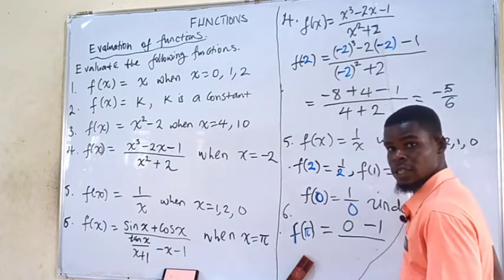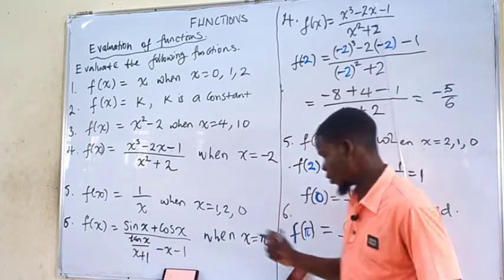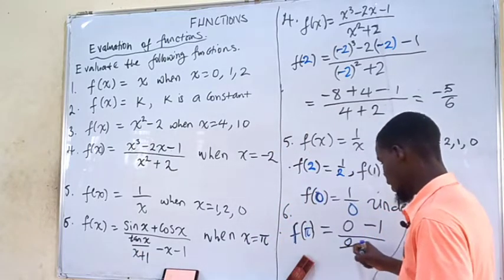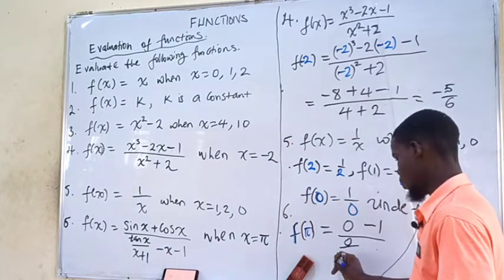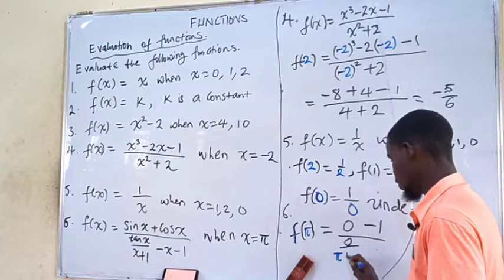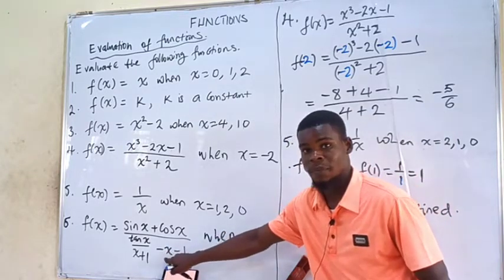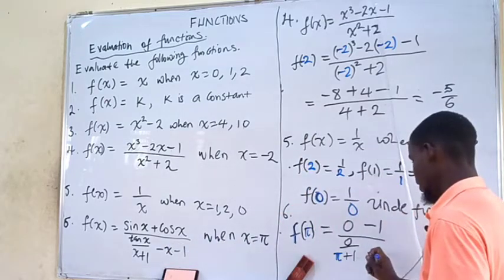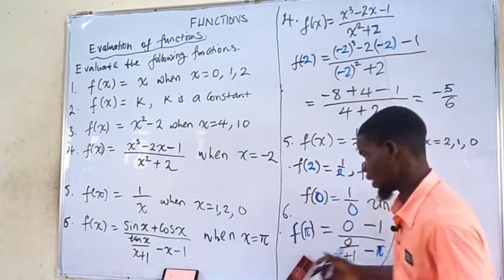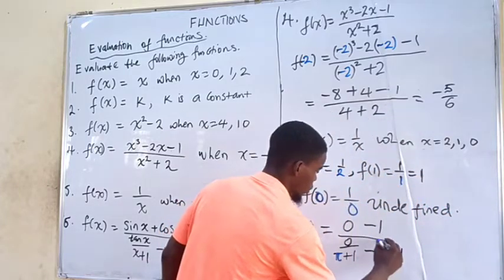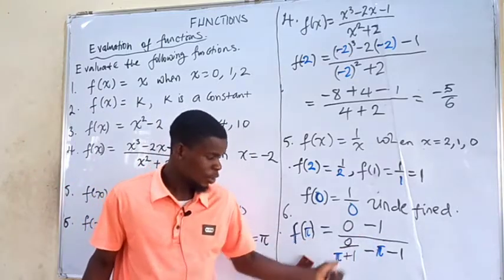Good. Then on the bottom, we have tangent of pi, which is still 0, and then divided by pi plus 1. So I'm just going to put it down there, pi plus 1. Right? And then we subtract, say minus pi. This x is pi, so we say minus pi. And then minus 1 again. Good. Right. So you see what we've got? We've got 0 minus 1 over the whole of that.